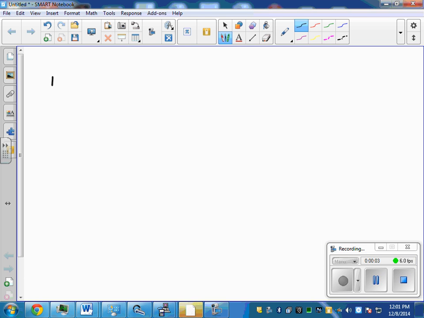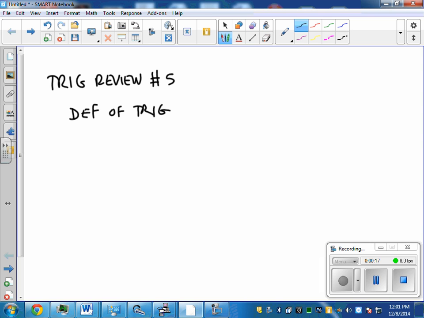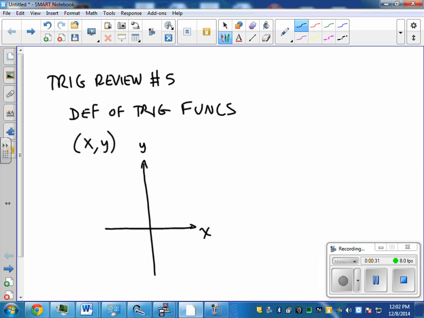Okay, this is our trig review number 5. Here we're going to go back to the definitions of the trig functions. But we're not going to be looking at right triangles, nor will we be looking at unit circles, but rather any point x,y in the plane. So consider the entire Cartesian plane, x-axis, y-axis, and any point with coordinates x,y in the plane.